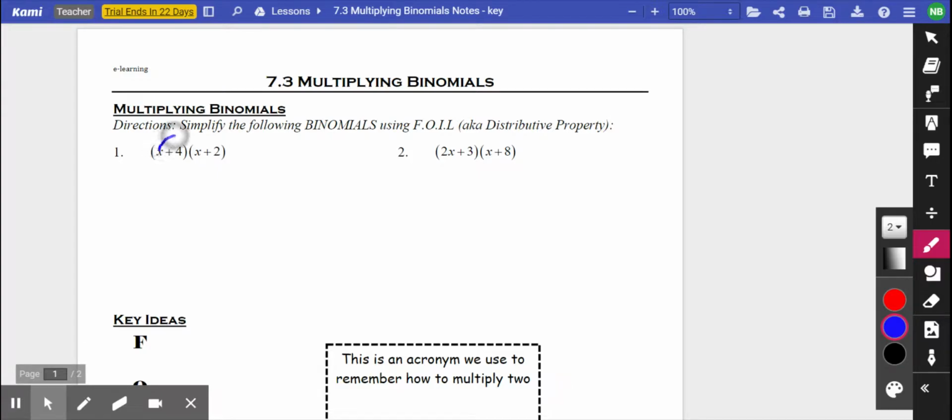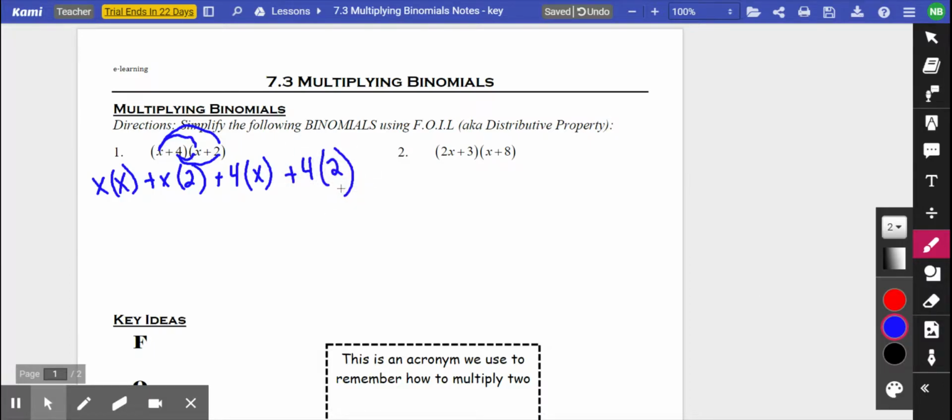We are going to multiply our first terms together. So we get x times x. We're going to multiply our outside terms together. So we have a positive x times a positive 2. We're going to multiply our inside terms together. So we get a positive 4 times a positive x. And we're going to multiply our last terms together. So we get a positive 4 times a positive 2. All right, so we have to distribute here and multiply.